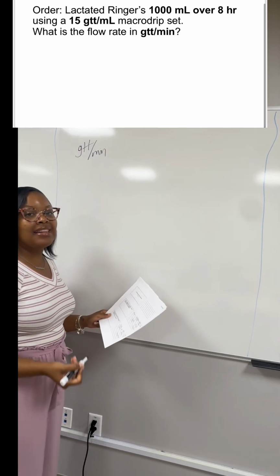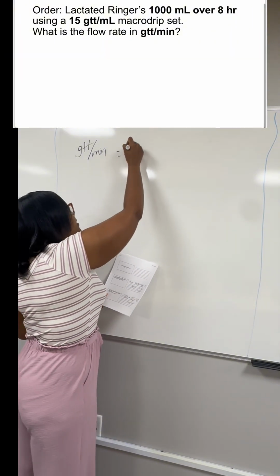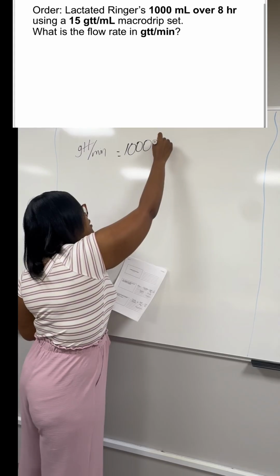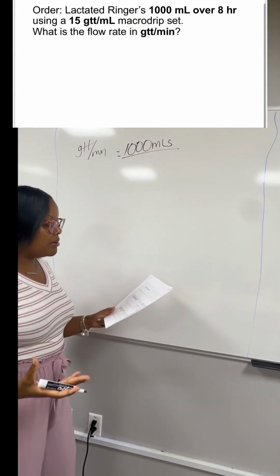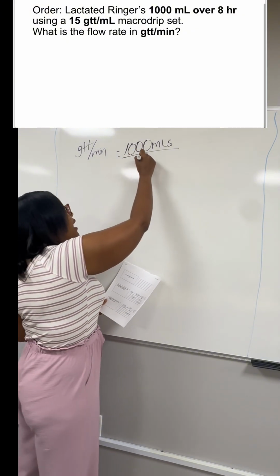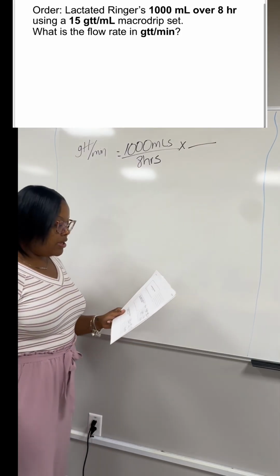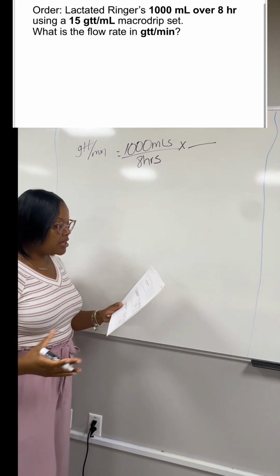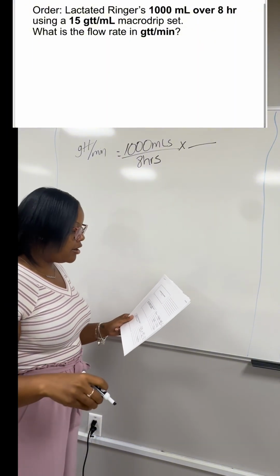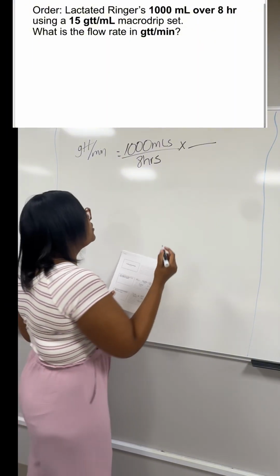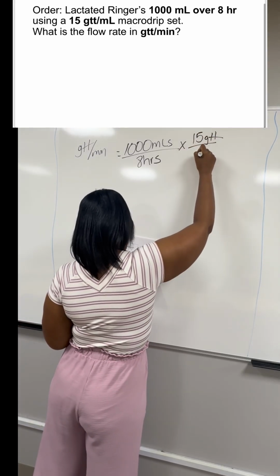All right, so first, let's start with the actual volume that we have. So we have 1,000 mLs over how long it's supposed to go. The problem says it's over 8 hours, so we're going to put 8 hours on the bottom. We need to get our answer in GTTs per minute, so we know we need to cancel out some things. Let's go back to the problem to get our drops per mL. There is 15 GTTs per mL.